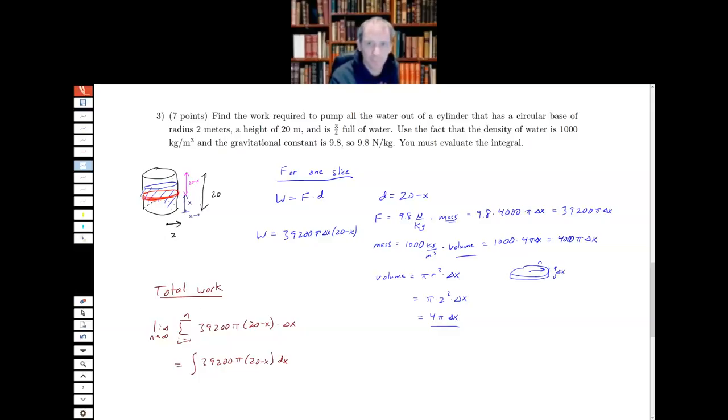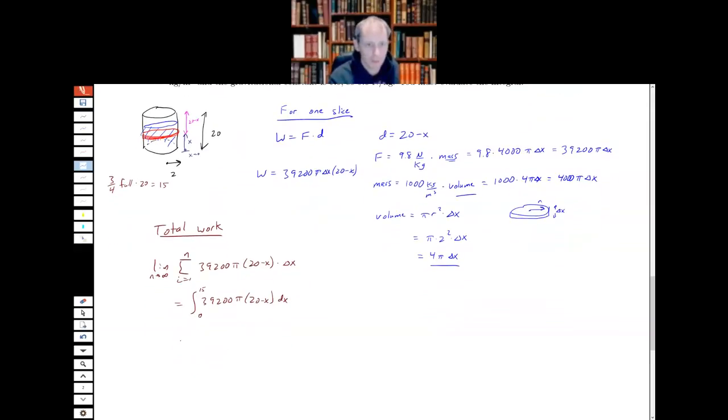I want to pump all of the water out. Okay, so I'm going to do all of the existing water, so my x is going to start at 0. And it says that it's 3/4 full. Full would be its value of 20, so 3/4 full times 20 will give me 15, right? So we just go up to 15 meters.